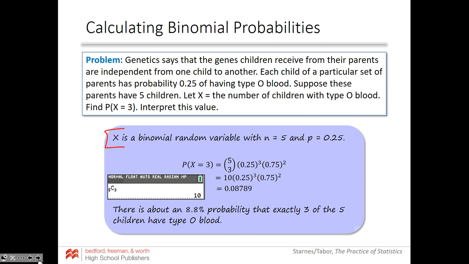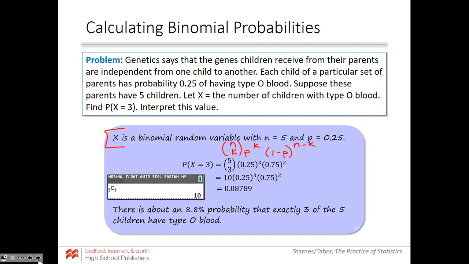Now, using my formula, the probability that X is equal to 3 is going to be equal to 5 choose 3. Remember, that tells us I have 5 total kids, and out of those 5, 3 have type O blood. How many different combinations with 3 kids can I come up with? So 5 choose 3 times the probability of success P to the number of successes, 3, and then the probability of failure, 1 minus P, to the N minus K, the number of failures. So here's my formula.